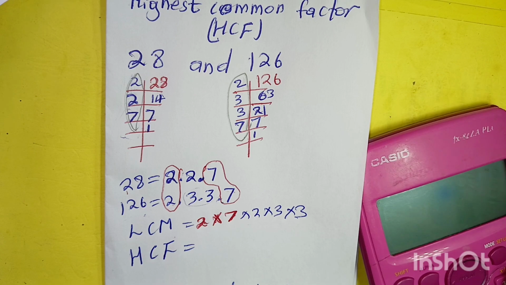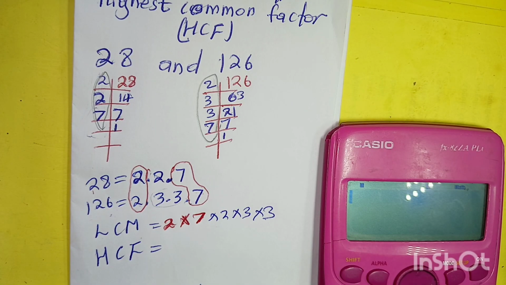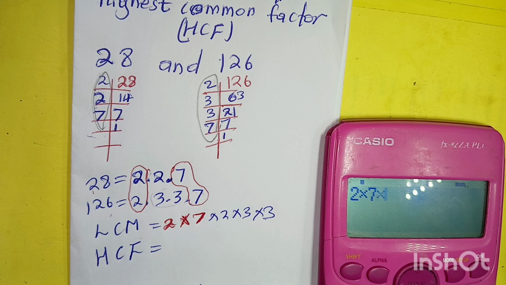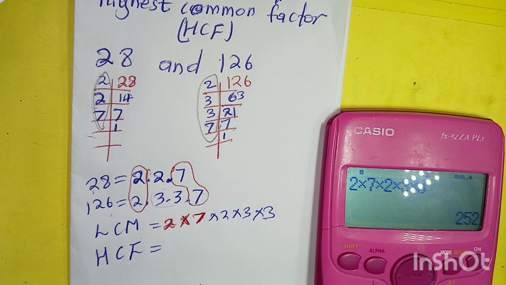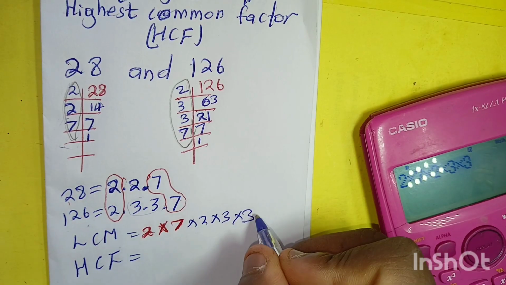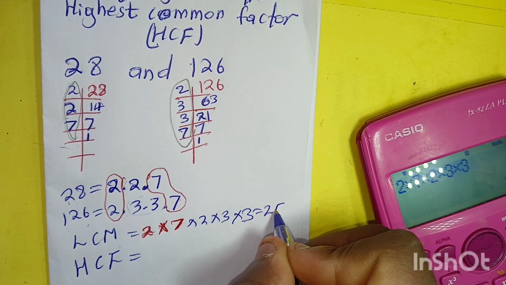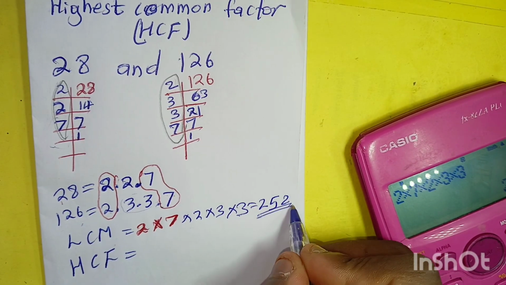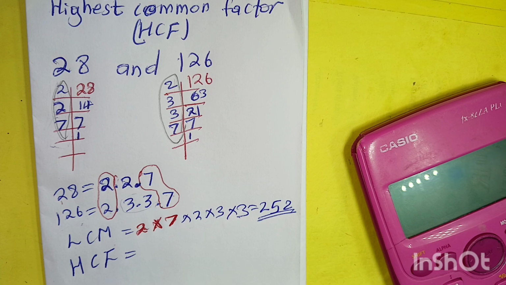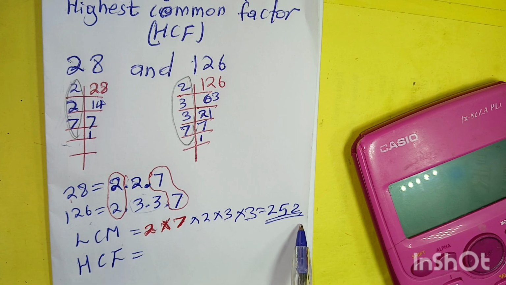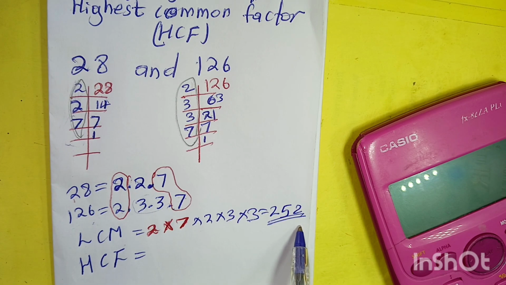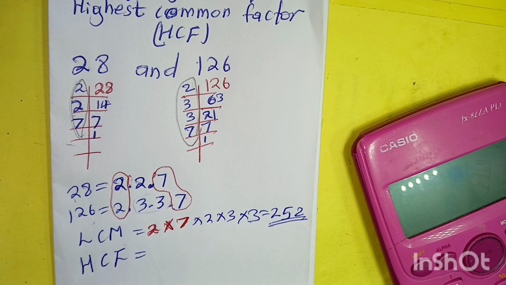So now your final answer for the LCM: 2 times 7 times 2 times 3 times 3. So this one is 252 as the final answer. Do you see? This one is the lowest number which is a multiple of these two numbers. Yeah, the lowest number here.